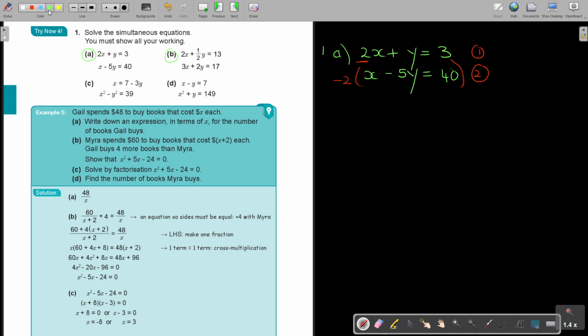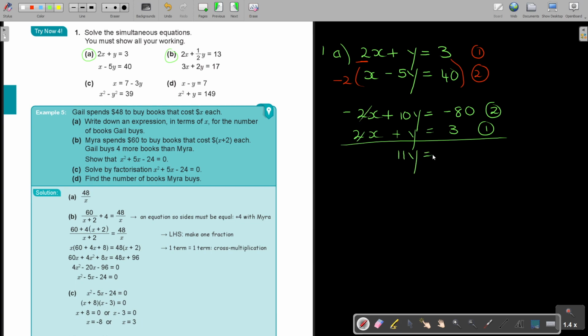Then what do I get? Then I get negative 2x plus 10y, and that is going to be negative 80. I rewrite, this is still equation 2, and now rewrite 1: 2x plus y is equal to 3. That is equation 1. Okay, then I cancel, and this is 11y, and this is negative 77. Then I divide by 11, and I divide by 11, and I get that the value of y is negative 7.